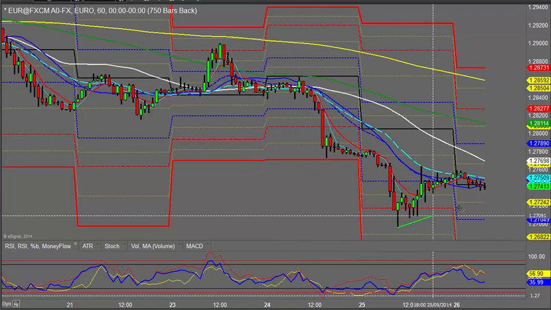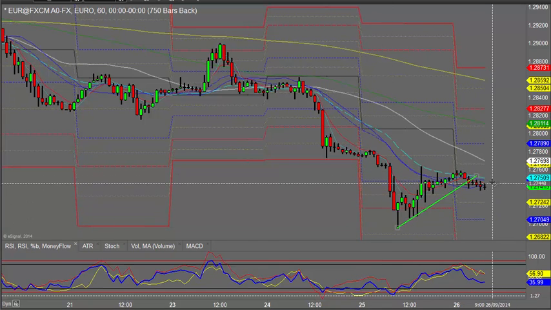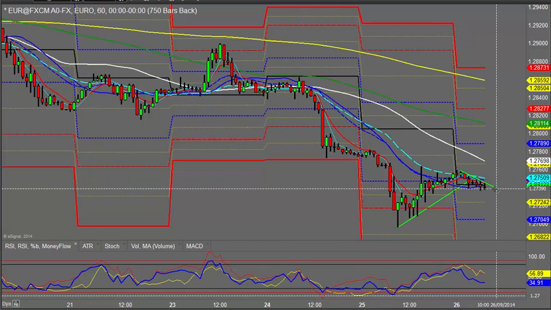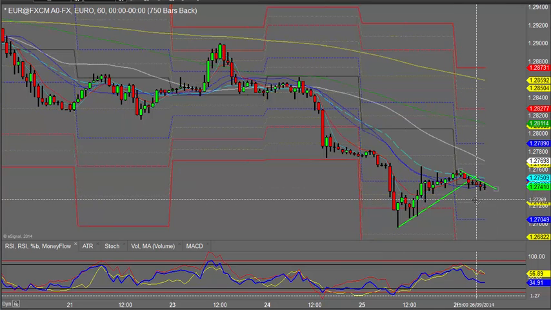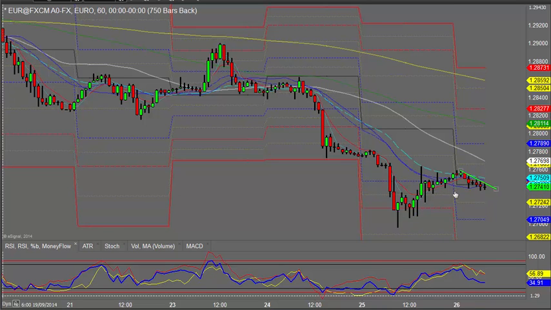There was a little rising channel for a while, which it sort of stepped its way through and broke, but not necessarily in any sort of dramatic or convincing way. It just sort of sidesteps out of that.